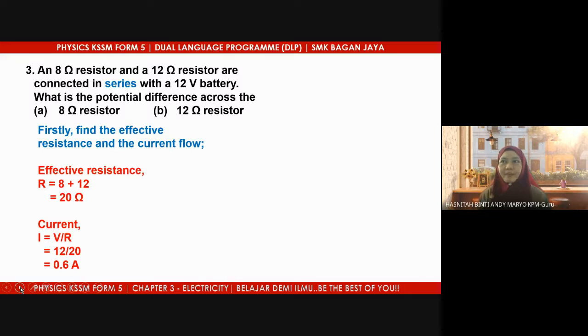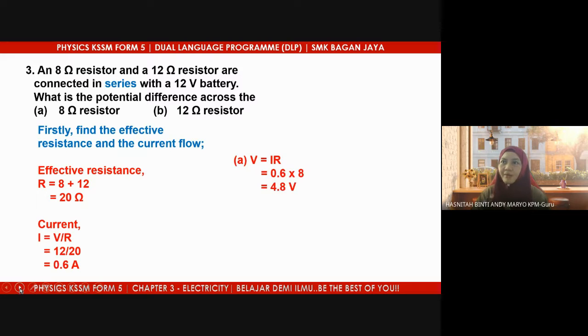Okay, how to find potential difference? First and foremost, you have to find the effective resistance and the current flow in the circuit. How to find the effective resistance? Okay, so 8 plus 12 is 20. How to find the current flow in the circuit, student? I use I equal to V over R, V is the total supply by the battery, and R is the effective resistance. So the current flow throughout the circuit is 0.6 ampere. Meaning 0.6 ampere of current flows through the 8 ohm resistor, 0.6 ampere of current also flows through the 12 ohm resistor.